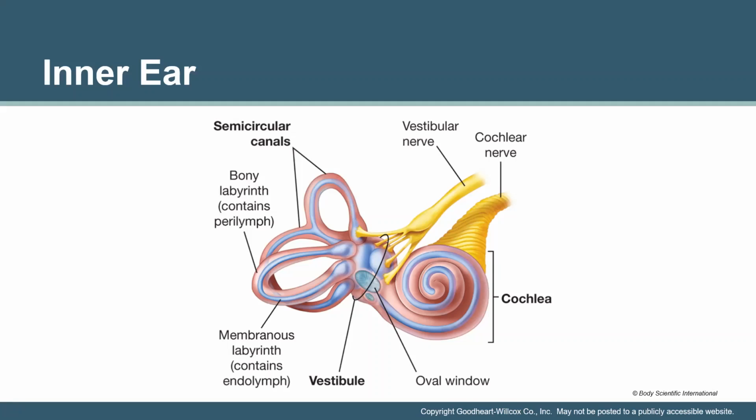These structures are going to be filled with a fluid that we call perilymph. The bony labyrinth will contain membrane-covered tubes called the membranous labyrinth, which will follow the track here. The membranous labyrinth is filled with a fluid that's thicker called endolymph.